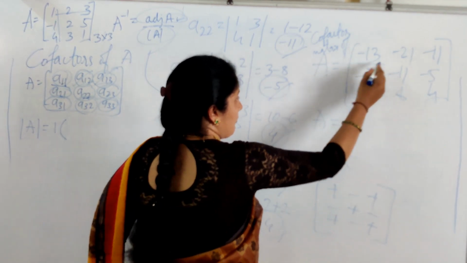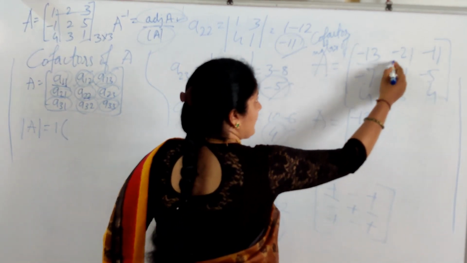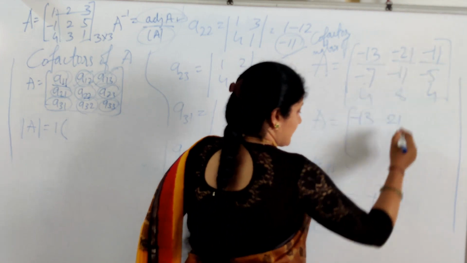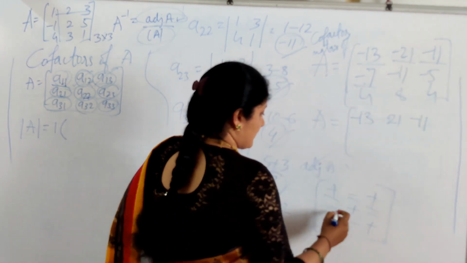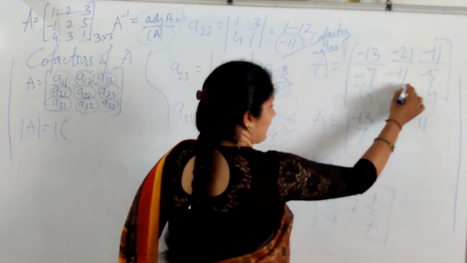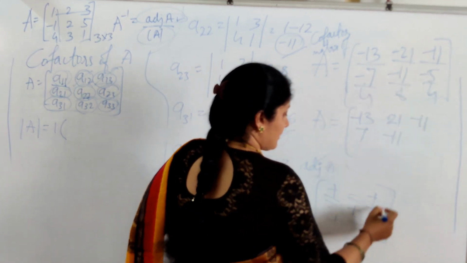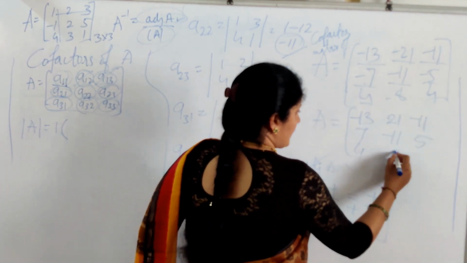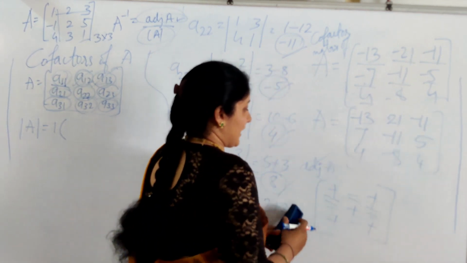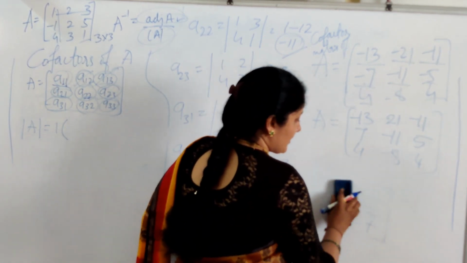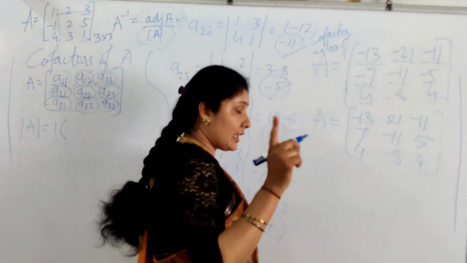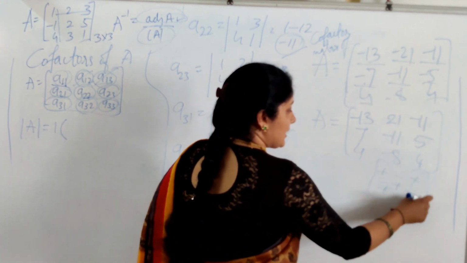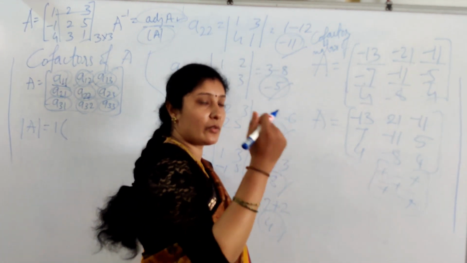Now, this is minus 13. Multiply by the sign. Minus into minus becomes plus, so it is 21, not negative. Next, minus 11. Next, this is plus 7. Next, minus 11. 5. Then 4. Minus 8 and 4. So, this is actually the cofactors matrix, because we need to consider the signs, it is very important. Plus minus plus, minus plus minus, plus minus plus. So these are the signs of the matrix of cofactors.